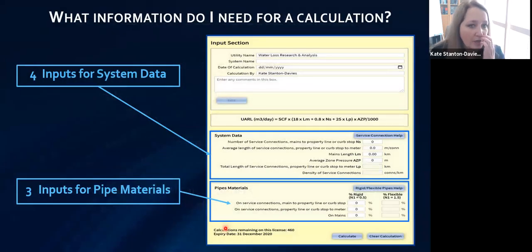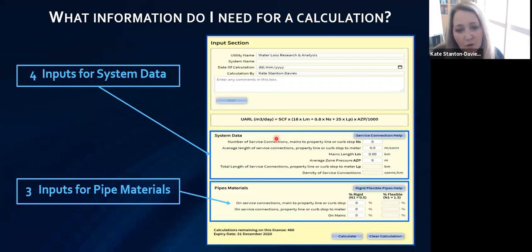So what you're seeing on this screen is the input section for the UARL with SCF software. At the top of every calculation, you get the option to put in some particular details about the system and the utility and any other comments that you want to save along with the calculation. Underneath here, you'll see the UARL formula with the system correction factor coefficient to tailor this calculation.